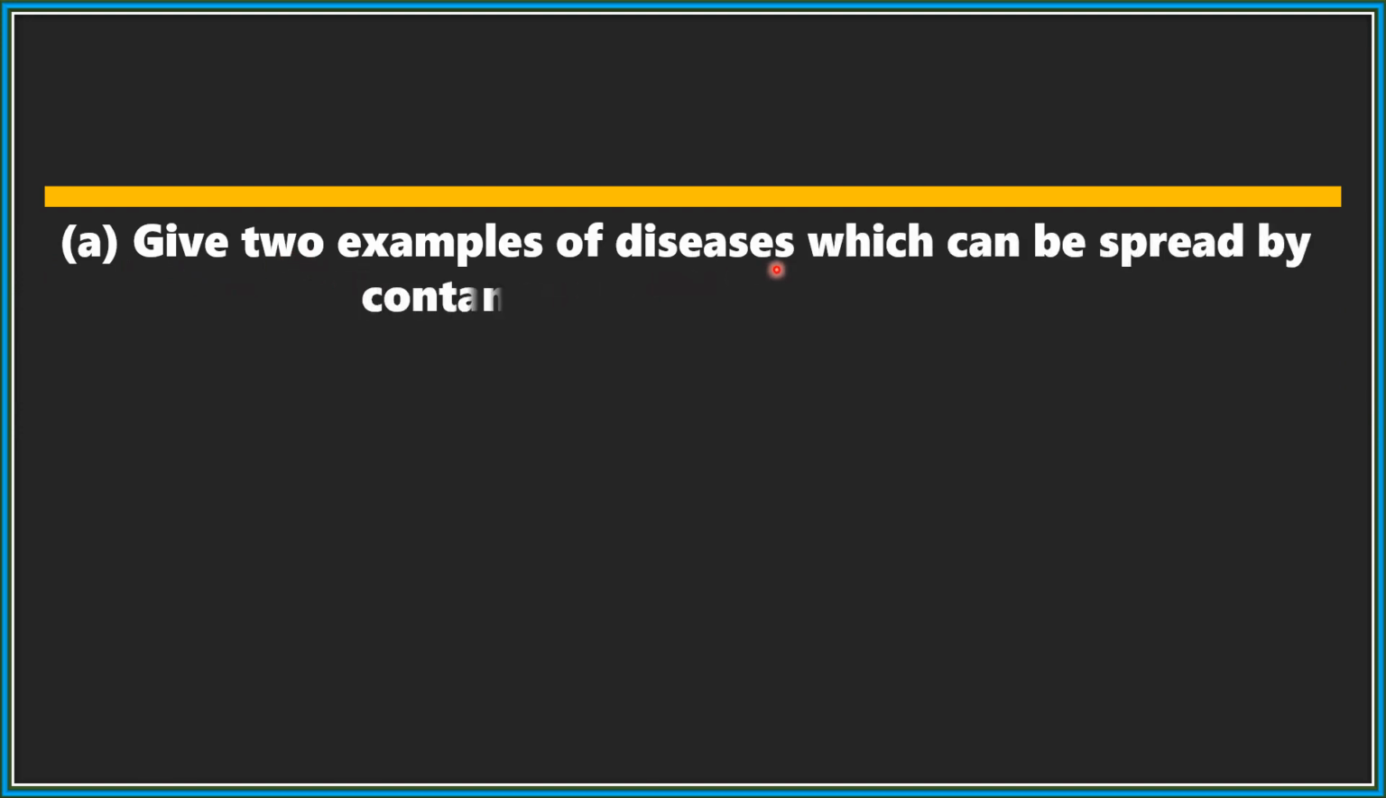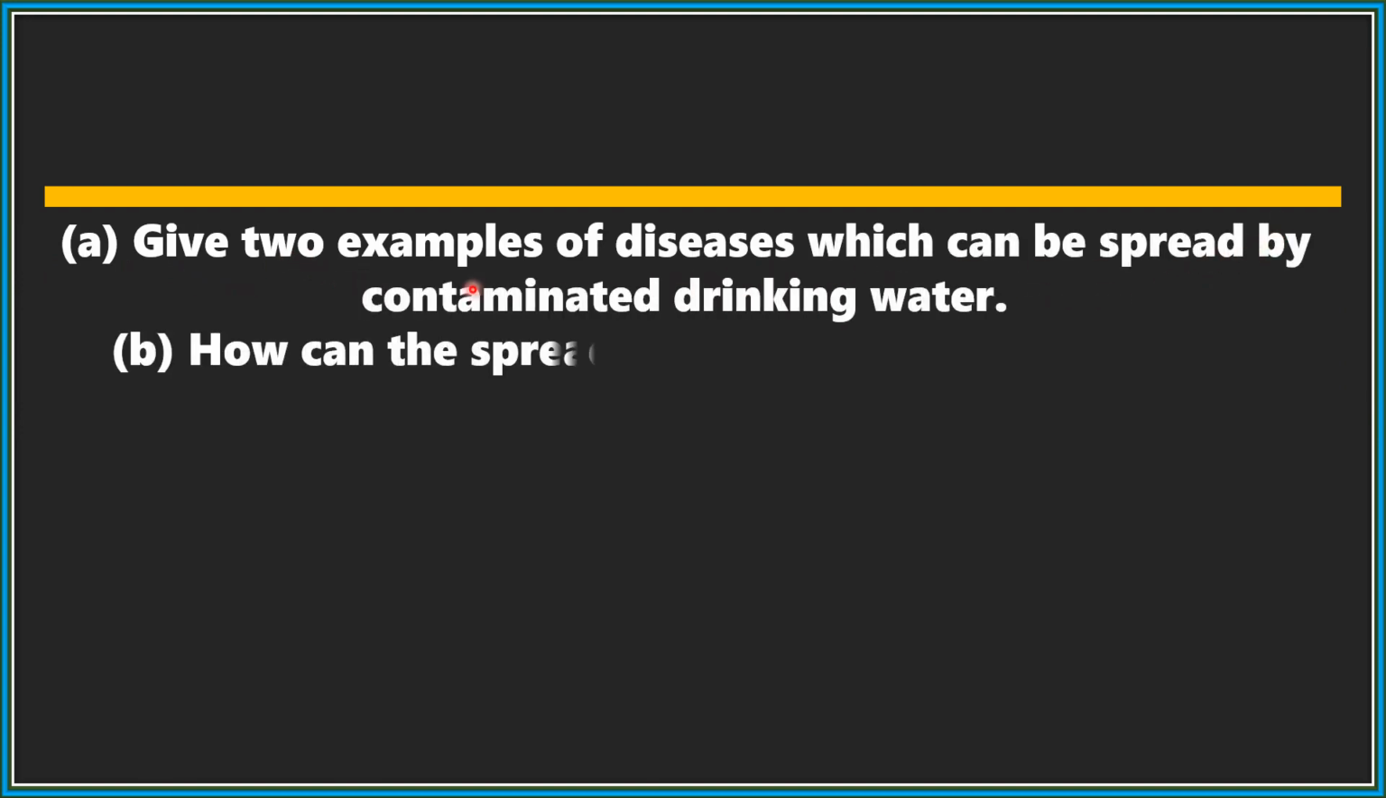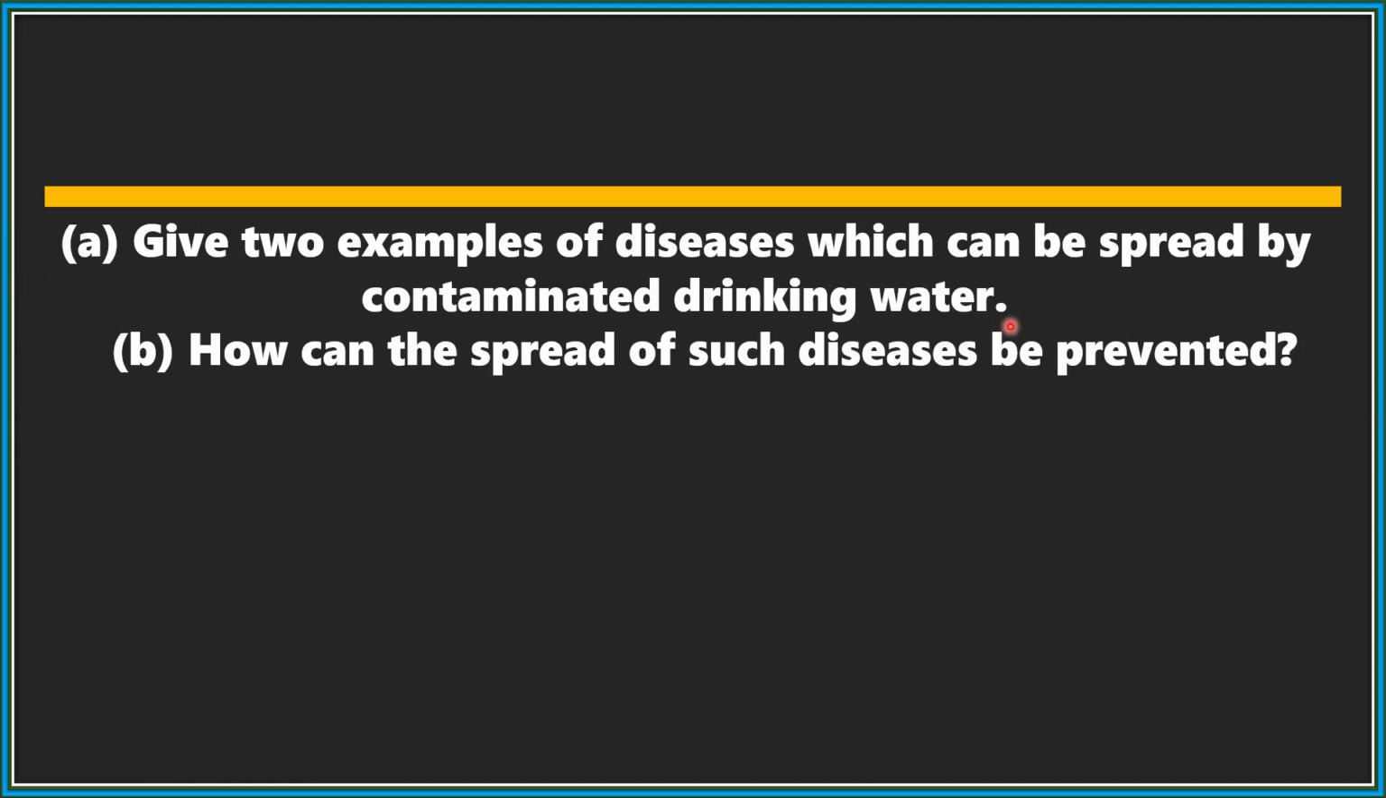Give 2 examples of diseases which can be spread by contaminated drinking water. How can the spread of such diseases be prevented?